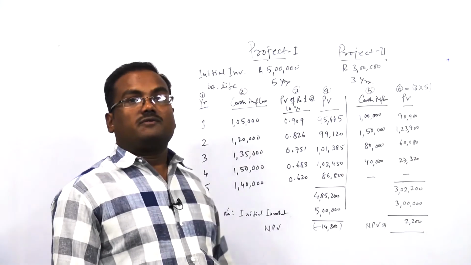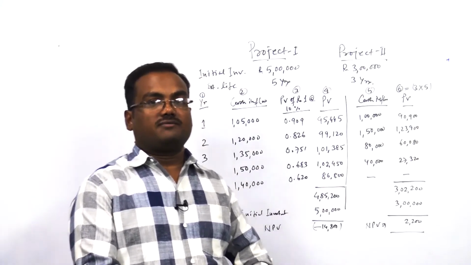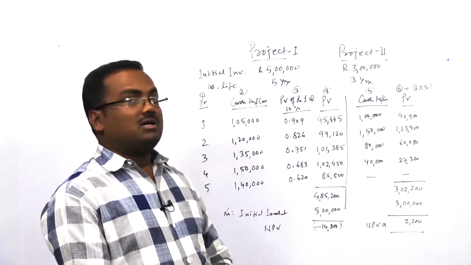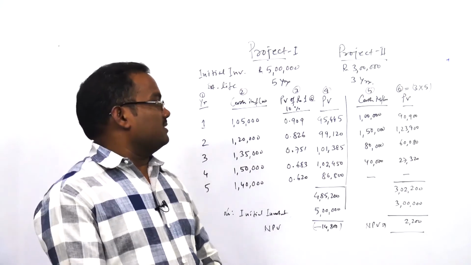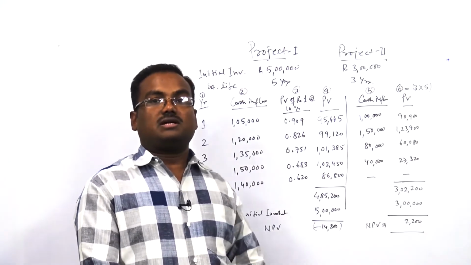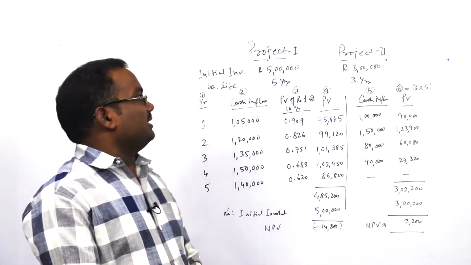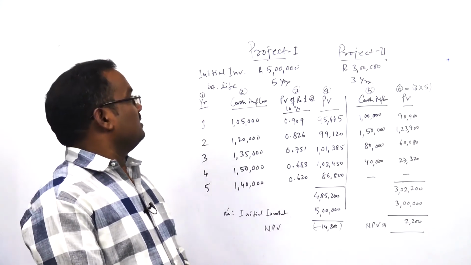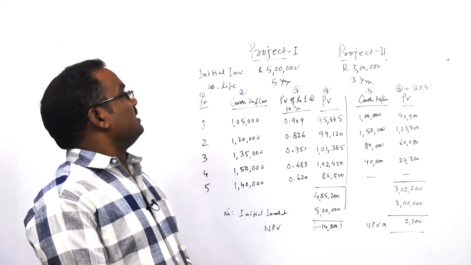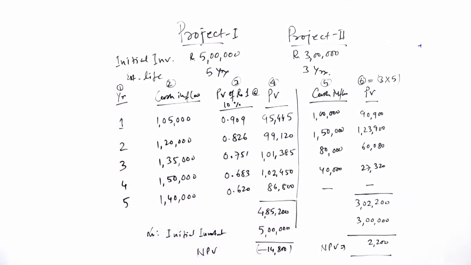Now, under the functions of the financial management, under the second function, that means the investment function, investment of collected funds, that means how financial management utilizes their collected funds. This can be explained with the help of an example. Suppose there are two projects, project 1 and project 2. The initial investment needed in project 1 is rupees 5 lakhs and in project 2 is rupees 3 lakhs. The estimated life of project 1 is 5 years and the estimated life of project 2 is 3 years.